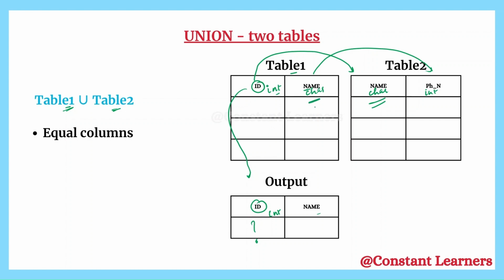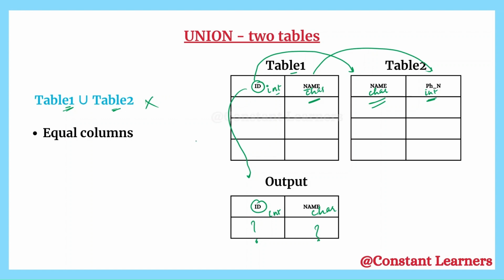Again, here we need the characters, but the phone number will accept only integers. Now here in the output table, this name column will accept only characters. So how are we going to accommodate the phone numbers? And thus the union of table 1 and table 2 is not possible.